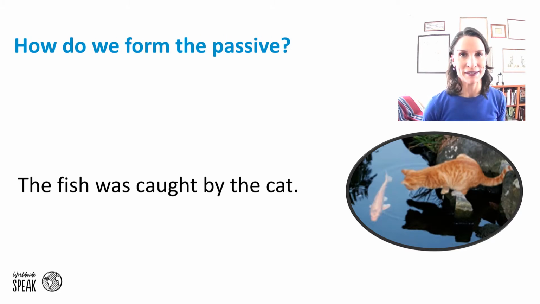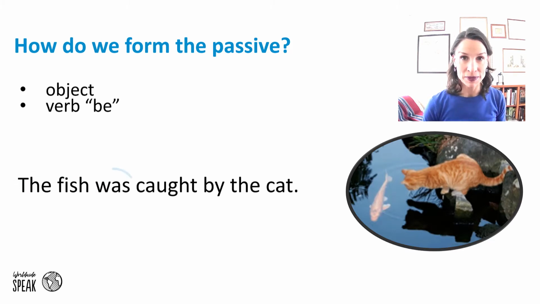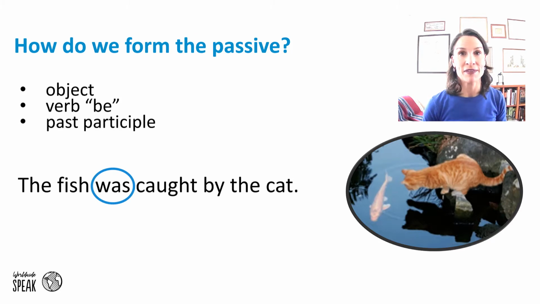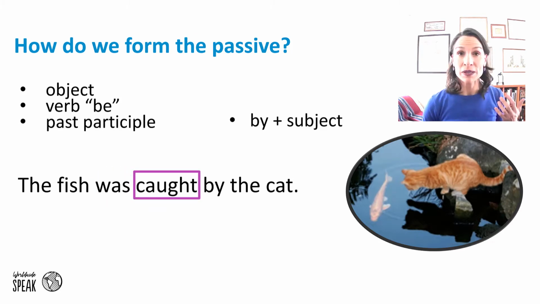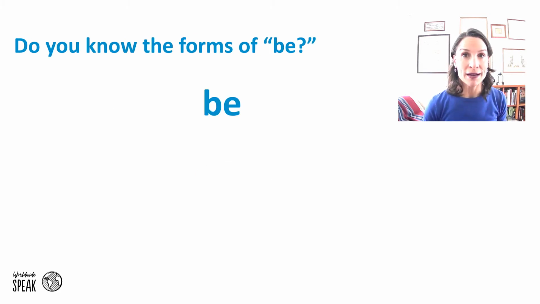So how do we form the passive? There are three essential things you must have. You must have the object, like the fish. If you don't have an object in your original sentence, you cannot write it as a passive sentence. You must have the verb be, and you must have the past participle of your main verb. You can have by and the subject. This is called the by phrase. This is optional in your passive sentence. So in order to make a passive sentence, you absolutely must have the verb be. This is really important, and this is what tells us the time or the tense that your sentence is in.